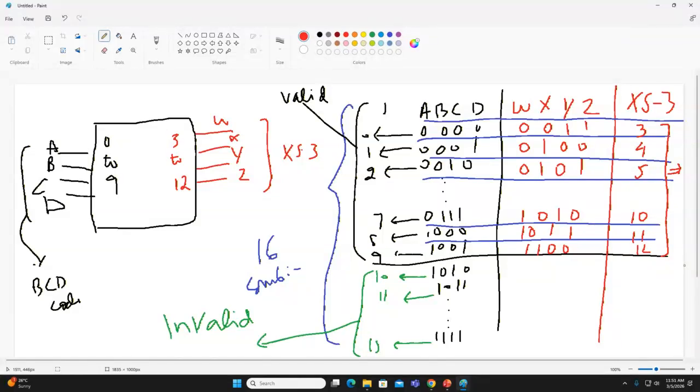Any question? No, sir. Okay. Now please look at here. Now what I'm going to do now, because these are all invalid codes, what will be all the outputs here? Here W, X, Y, Z for 10 to 15. Can you tell me?